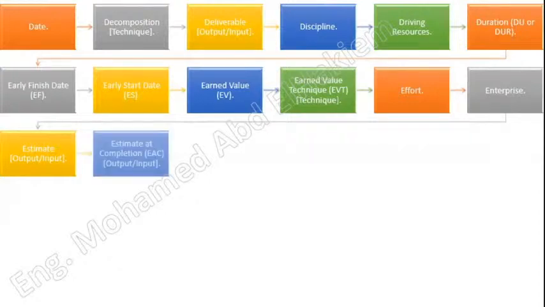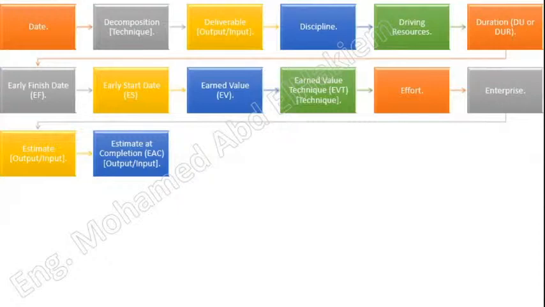Estimate at completion, EAC, output/input. The expected total cost of a schedule activity, a work breakdown structure component, or the project when the defined scope of work will be completed. EAC is equal to the actual cost, AC, plus the estimate to complete, ETC, for all of the remaining work. EAC equals AC plus ETC.